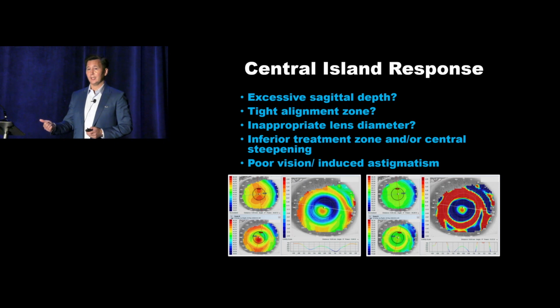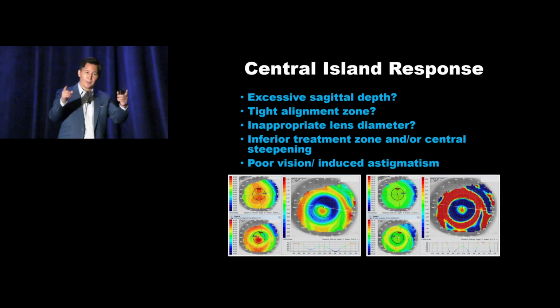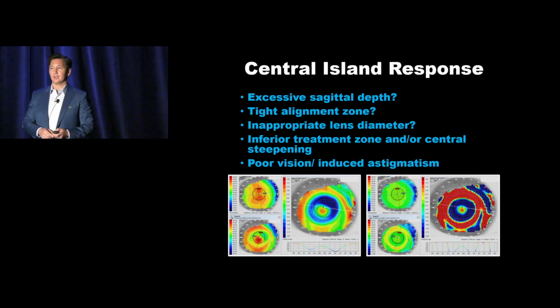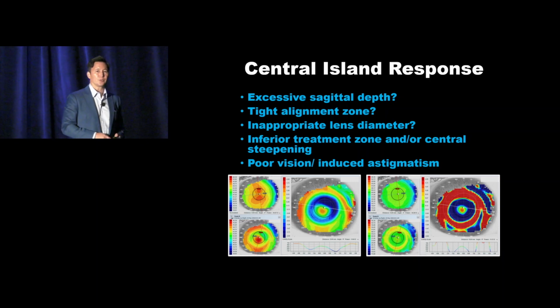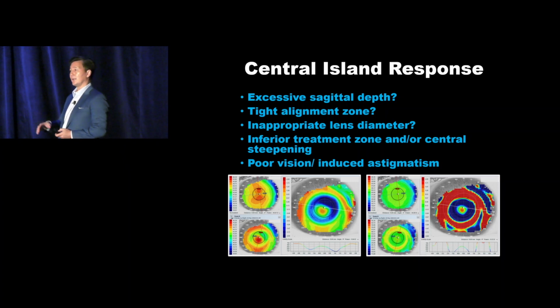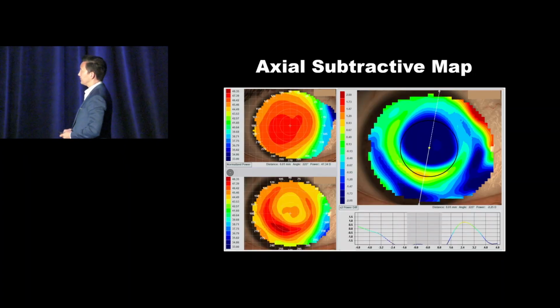Check your VID, make sure your lens diameter is appropriate for the eye shape. Does the fluorescein pattern show you an edge that has no edge lift, that it's completely black all the way around? And then do we see tons of apical clearance? Easy to resolve. We just drop the apical clearance, flatten the alignment zone, and that usually does the trick.